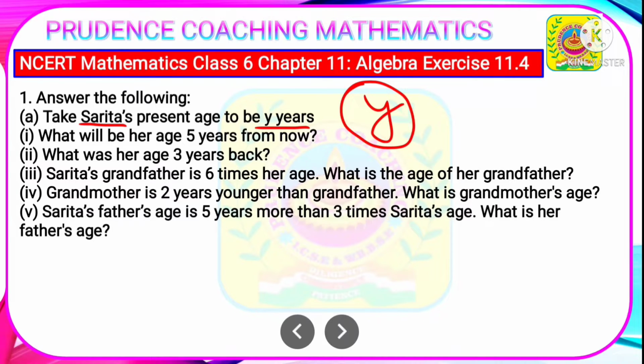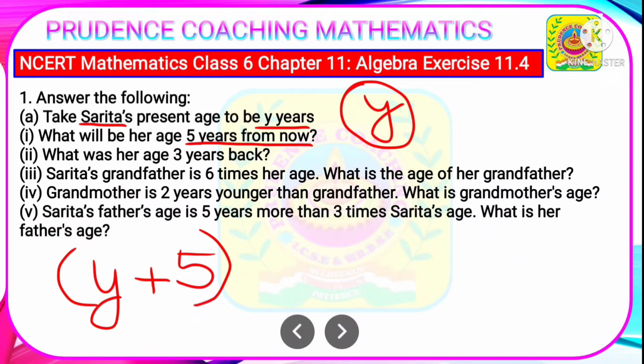Okay, so you are asked what will be her age 5 years from now. That means you need to add 5 years to her present age to get her age after 5 years, as you are asked to find out her age 5 years from now. That means after 5 years. So now her age is given to be y years. So after 5 years means we need to add plus 5, as I have explained using the examples. So her age after 5 years will be y plus 5 years. Don't forget to mention this unit.